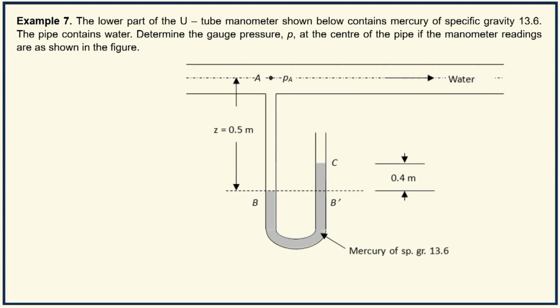So we will work out a problem example involving the U-tube manometer. Example 7: the lower part of the U-tube manometer shown below contains mercury of specific gravity 13.6. The pipe contains water, so water is flowing in this pipeline. This is the pipeline, this is the U-tube manometer, and this is the left limb and this is the right limb.